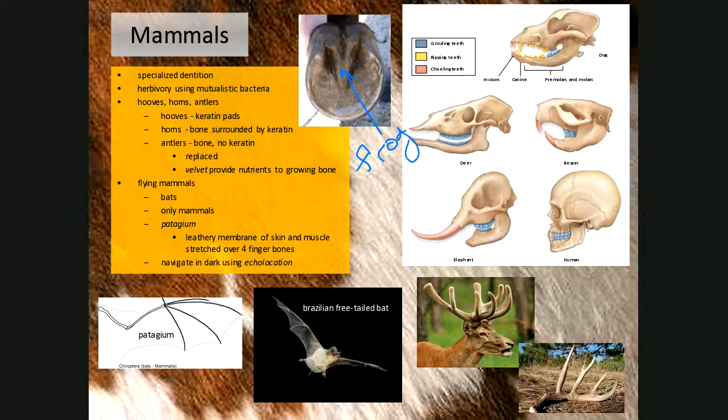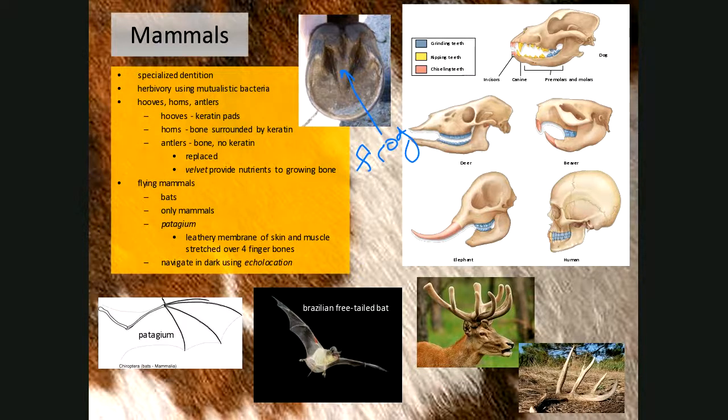Okay, so we have hooves, horns, which are bones surrounded by keratin, or antlers, which are bone and don't have keratin. Now the difference is horns are not lost while antlers are lost. Antlers are replaced. It's the velvet that you see in that buck in the lower right, the velvet that provides the nutrients for the growing bone underneath, and then every year they shed those things.